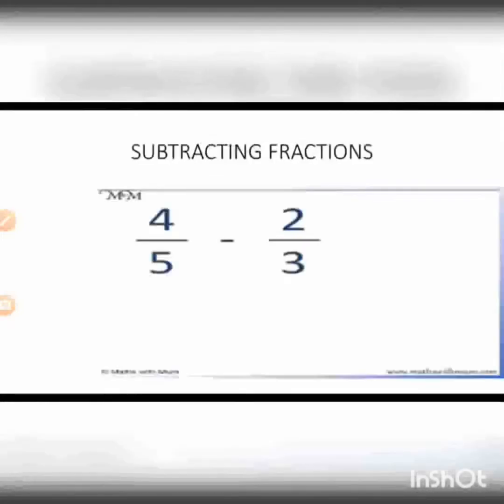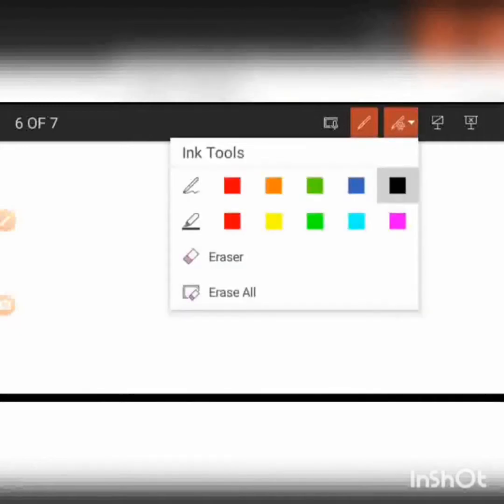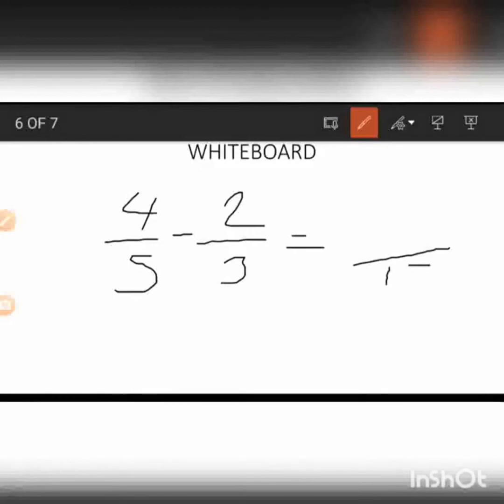Now, let's look at the simple subtraction: 4 over 5 minus 2 over 3. The first thing we do is to find the LCM. Well, the LCM is 15. That's 3 times 5.